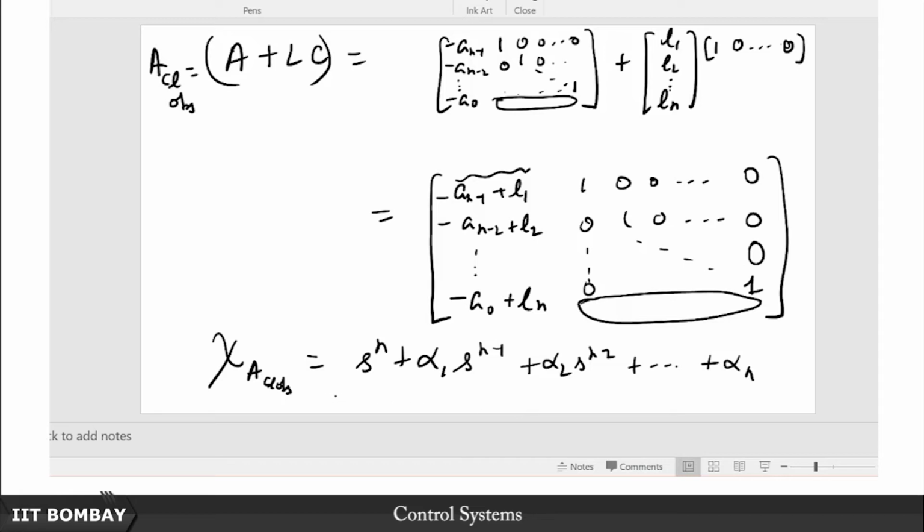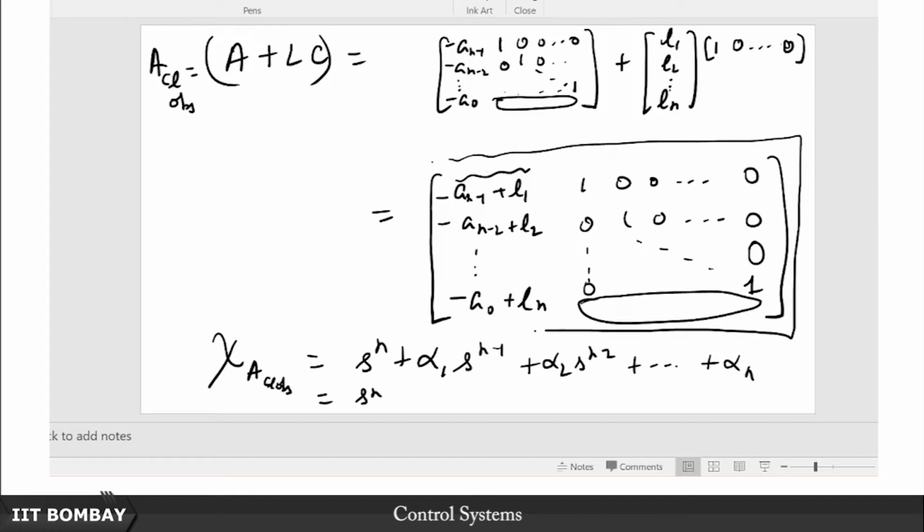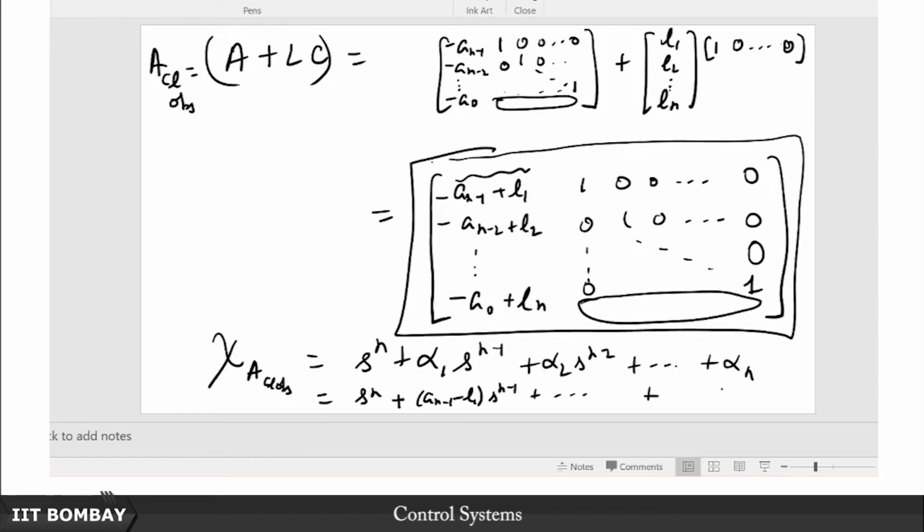So this better be equal to, because in this form you can check that the characteristic polynomial comes out to be nothing but these turn out to be the coefficients. So this is going to be s to the power n plus a n minus 1 minus L1 times s to the n minus 1 plus dot dot dot till finally you end up with a0 minus Ln. So again you equate each of these terms term by term. So that is why this observer canonical form lends itself very easily to the design of an observer.